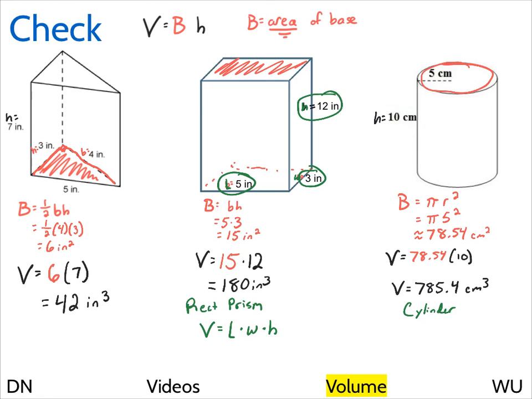Now, there's also an easier formula. Well, maybe not easier, but it's the same formula, just a different way to write it. You can simplify this by just writing the volume is pi times the radius squared times the height. This pi times radius squared is just the big B that we were finding already. But you'll see this formula listed a lot, especially on the Regents.